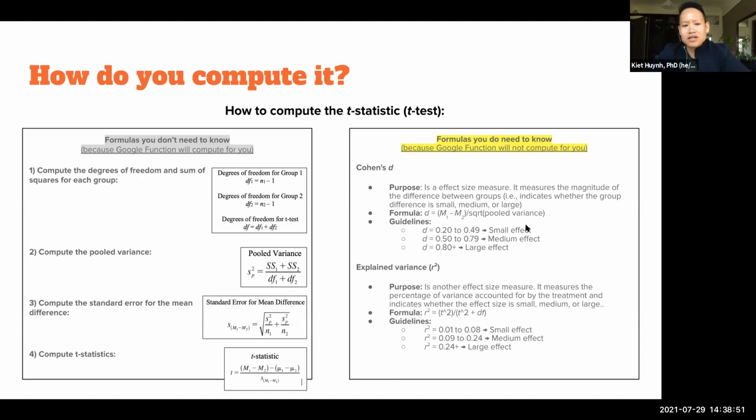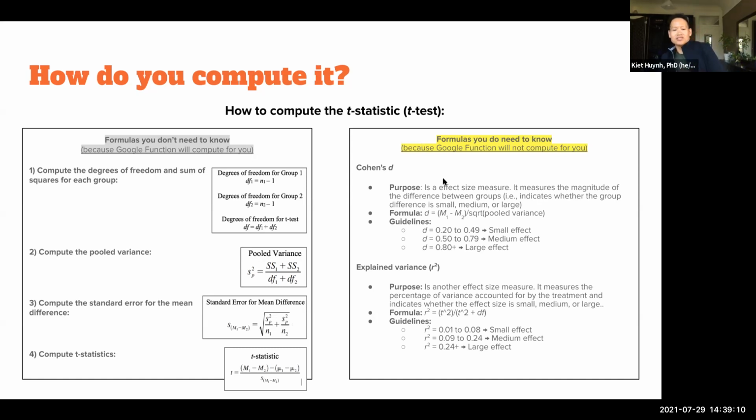And that's why it's important to know all these different elements. All right, so again, that you don't need to do. I'm just telling you that so you know the concept behind it. I won't ask you to compute any of these things by hand. What you do need to compute by hand is the effect size measure.